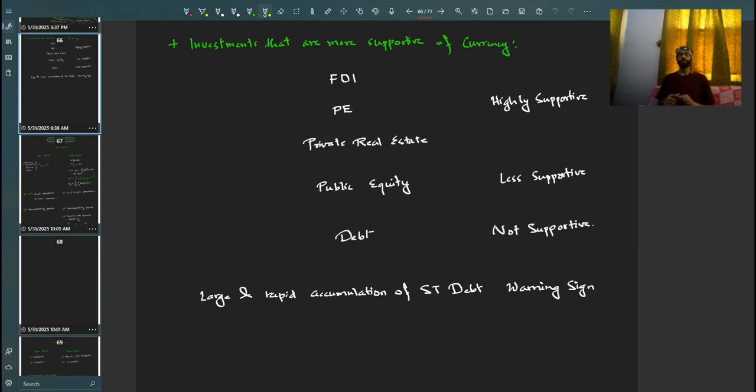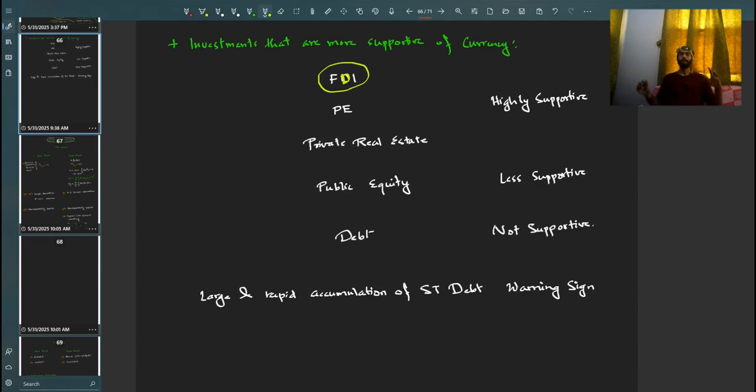An investment which stays for a longer period of time, does not need to be serviced immediately, is not prone to flight that quickly, right? So what are those kinds of investments? The first is FDI, foreign direct investment, a very, very long-term investment that is being made, right? Somebody is building a factory here.